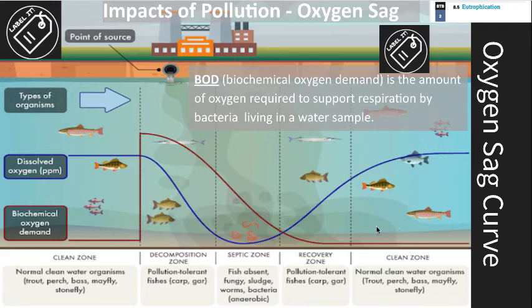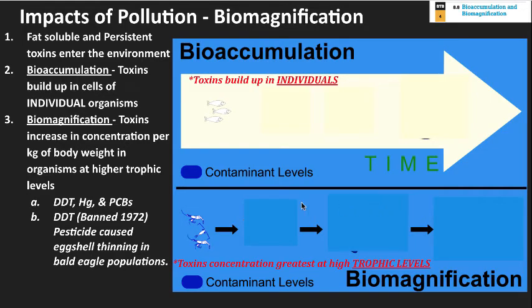zone once again. So this is our oxygen sag right there as a result of high concentration of pollutants creating this increase in oxygen demand by these bad bacteria, causes it to bottom out. And then as we move further down the line, we get back into a clean zone once again.